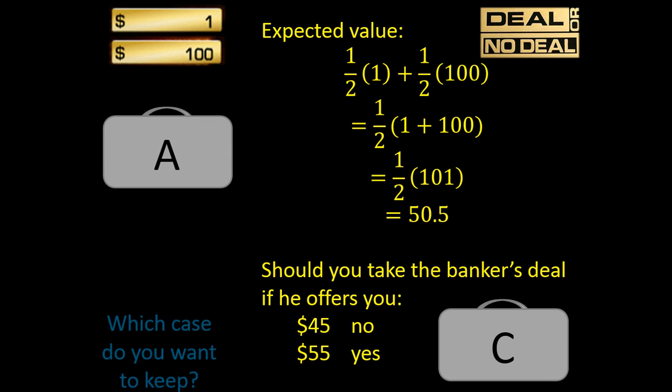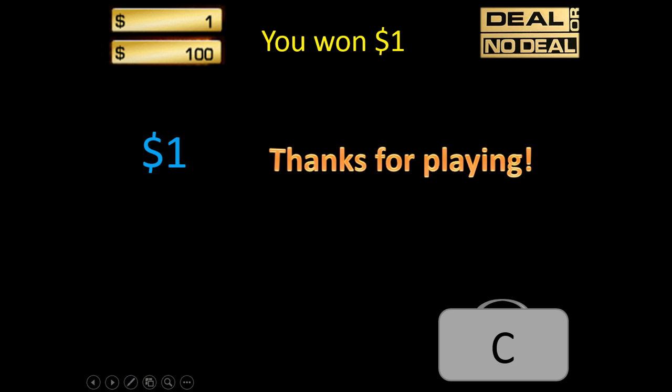So let's decide, which case do we want to keep? Now at this point, the game allows us to either keep the case we started with, which was case C, or we could take case A, decide to switch our cases. Let's say we're just not real confident about case C, and we say, let's take case A instead. Oh no, we only want $1. So expected value is something that will tell you about the average value that you expect in the game. It certainly isn't a predictor of what any one particular case has in this game.